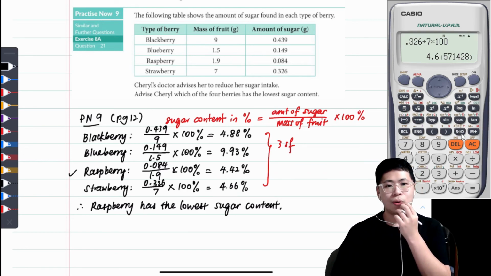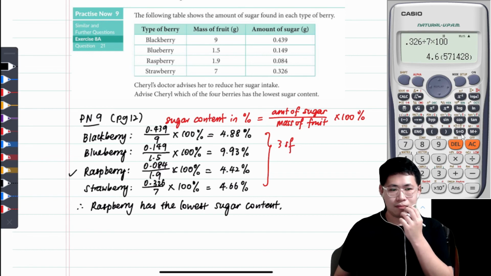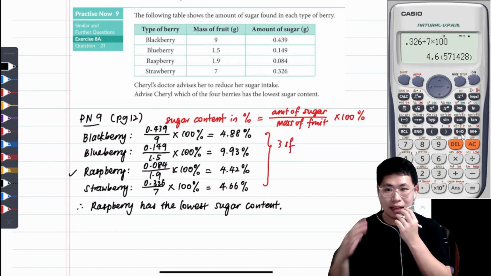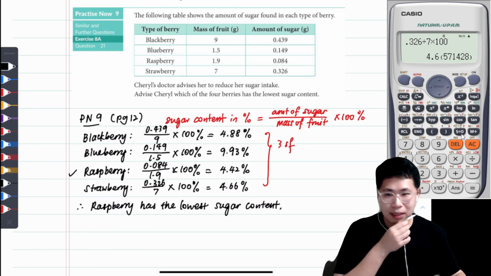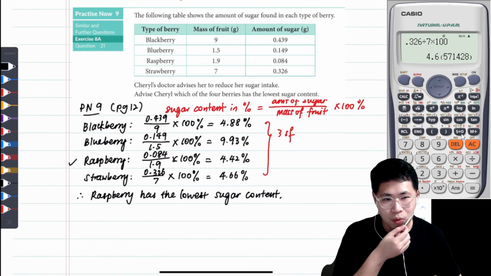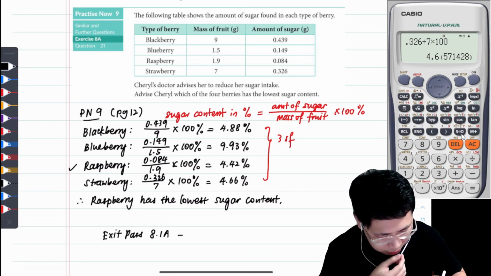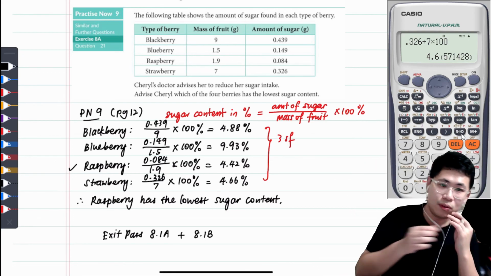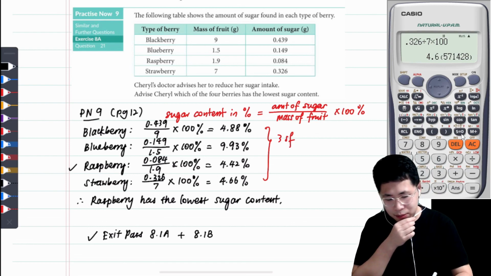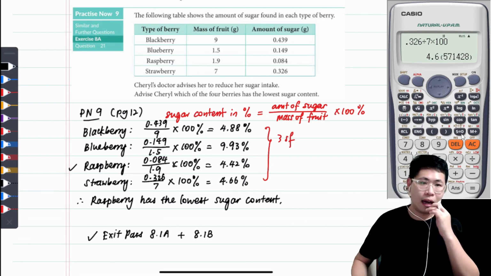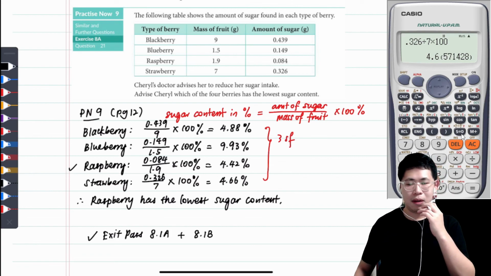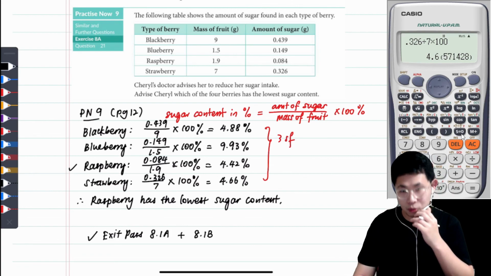So this is the end of the lesson. With the remaining time, what I want you to do is to attempt these two things. We need to attempt exit pass 8.1a and 8.1b as well. You have to finish up exit pass 8.1a and 8.1b, and I will go through it the next day when we come back to school.